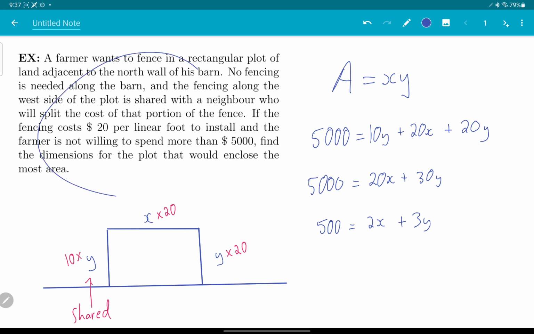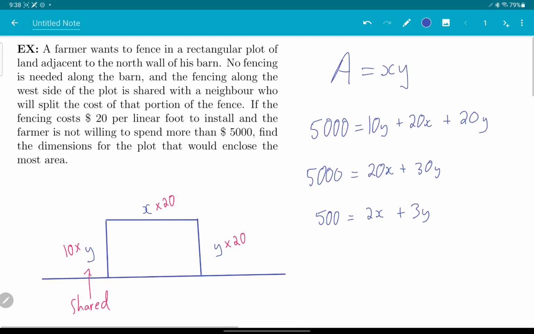So I read the question, and I determined that I needed an area equation and a cost equation. Now I'm trying to maximize area. I got too many variables, so I should eliminate one of them. It doesn't matter which one. I'm going to solve for y down here, plug it in there, and that will take care of one of my variables. Because I want to do a derivative, I need to have just a single variable. This is single variable calculus.